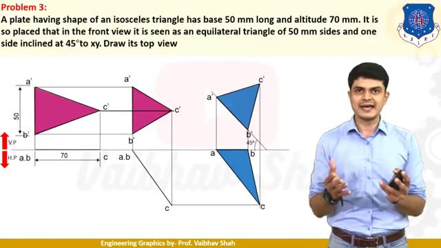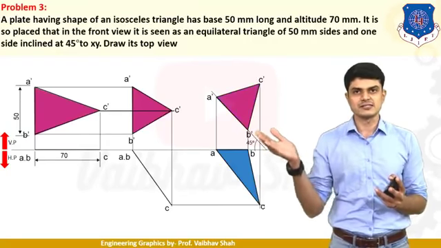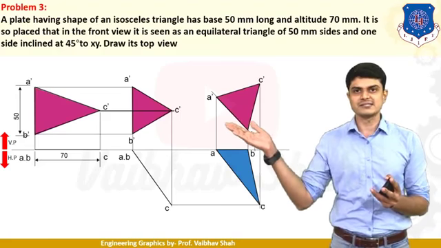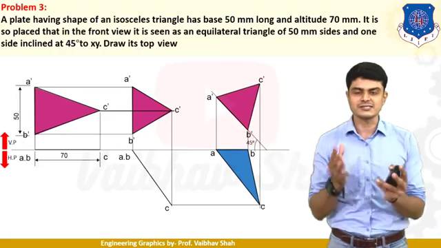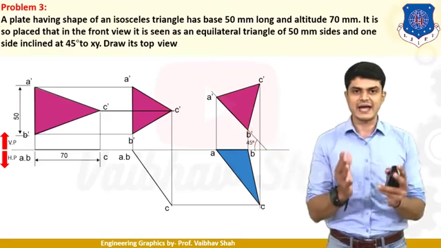So I am taking A dash B dash at 45 degree incline to the XY line like this in the third stage. So I have taken the second stage drawing into the third stage. I have drawn this second stage drawing now at 45 degrees. So I will be having this as a triangular object.